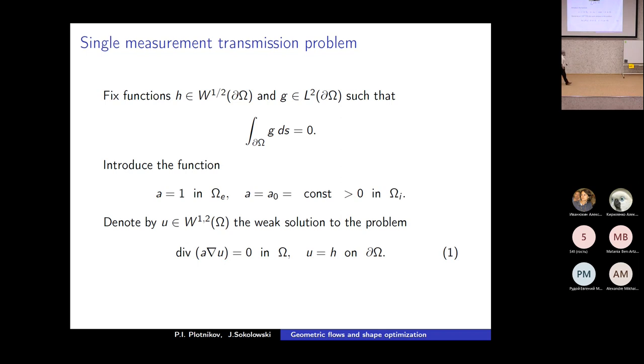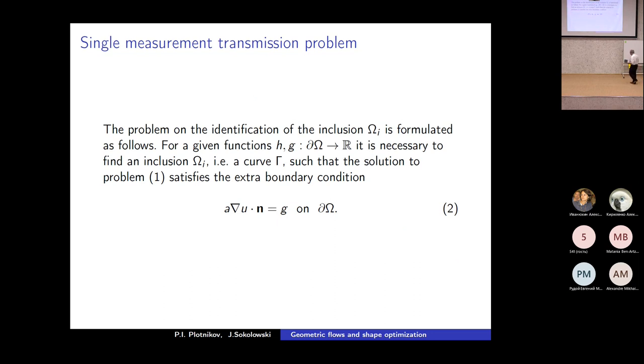Then suppose that omega is occupied by some field. There are different physical interpretations of this field, which satisfies this equation. If the solution outside of gamma is smooth, it is just a standard transmission problem. Okay. Now it is necessary to find gamma in such a way that the extra boundary condition, the Neumann condition, was satisfied. Therefore, it is an overdetermined problem which looks like a Cauchy problem for the elliptic equation.